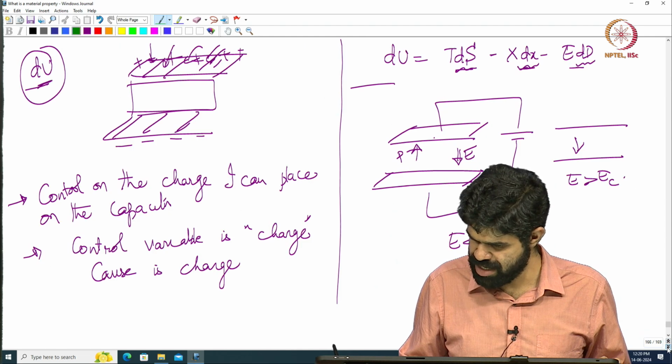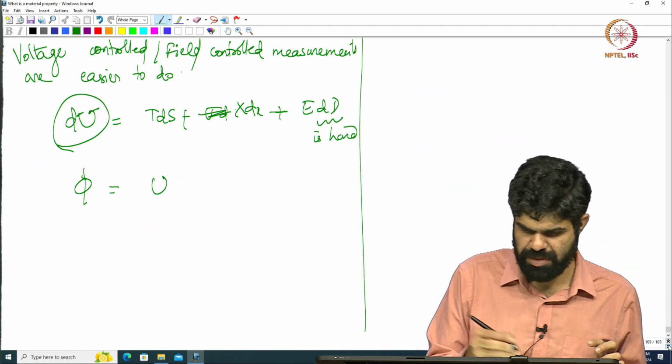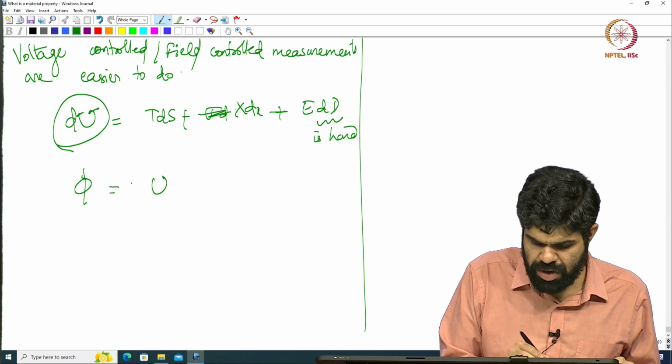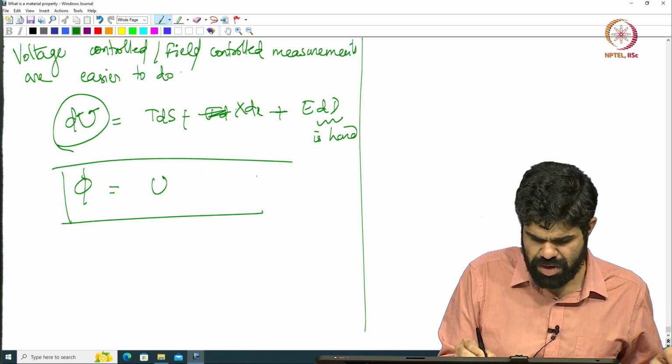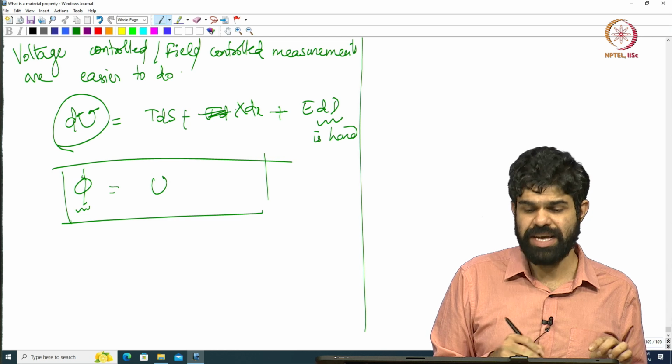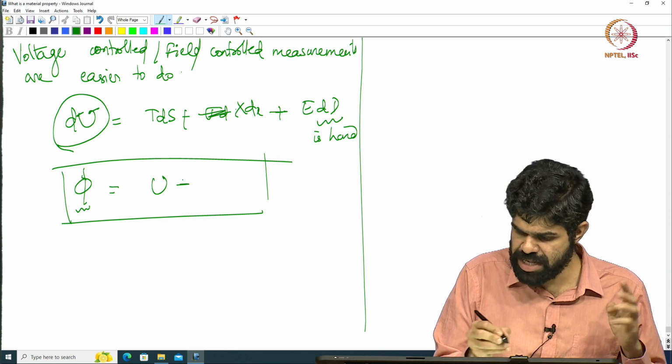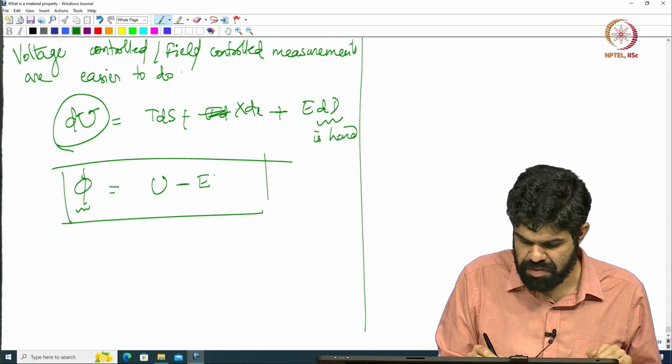Yeah, so I did not write minus anywhere, I was just a bit worried that I may have messed up the signs, but okay. So, now I am going to define another thermodynamic potential, which I am going to call phi equal to u minus E d.